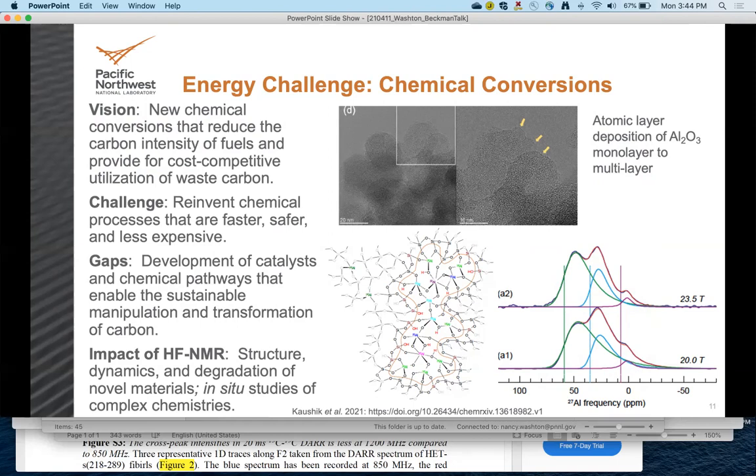The electron micrograph shows arrows pointing to the alumina layer on a silica substrate that was put there by atomic layer deposition. These layers are a depth of 1 monolayer to a few nanometers. The NMR spectrum at 1.2 gigahertz, in the plot shown as 23.5 Tesla, shows increased resolution, especially of the octahedral site. In the middle, the molecular model structure will show in dark blue where the authors discerned the aluminum to be in terms of interacting with that underlying silica substrate.